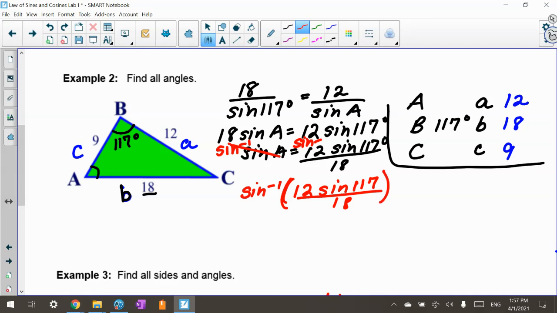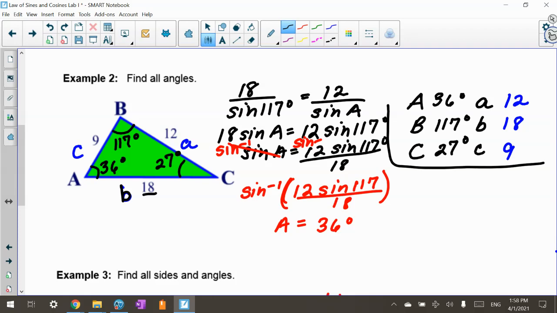And when you do, you're going to get A comes out to be 36 degrees. So now that A is 36 degrees, that's cool. I know this. Now I can say, 36 and 117, add them up and subtract them from 180. I get C to be 27 degrees. So you can find all the sides and all the angles.